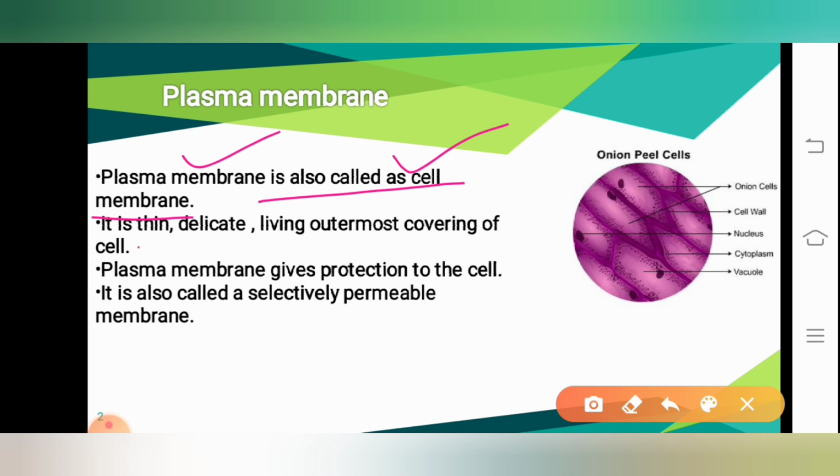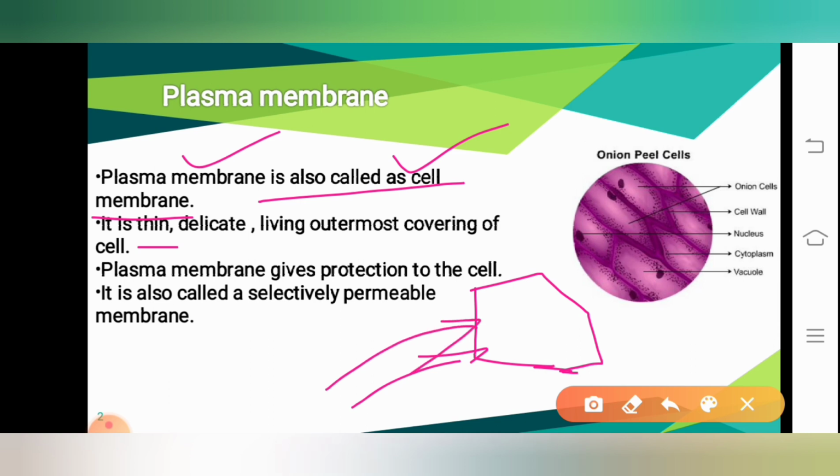And this membrane is thin. If you look at the cell, you can understand by taking a cell as an example. If you look at this cell, you can see this membrane is called the plasma membrane. Correct? And this membrane is thin. It is not so thick or not so strong. It is very delicate and it is considered as the living outermost covering of the cell.